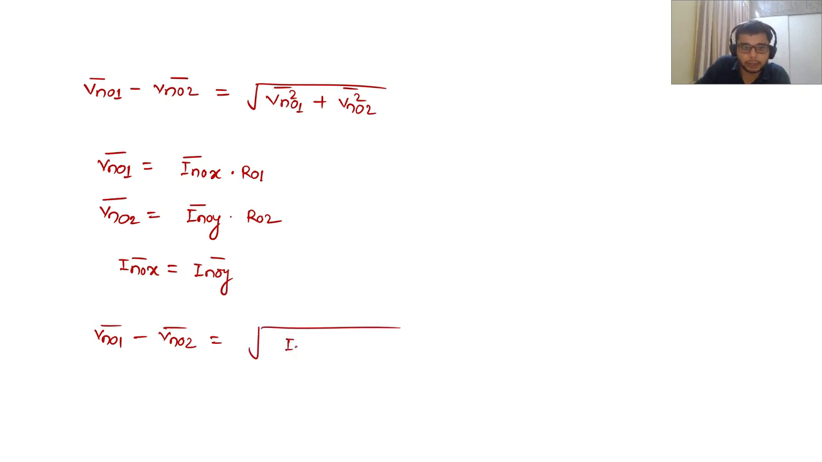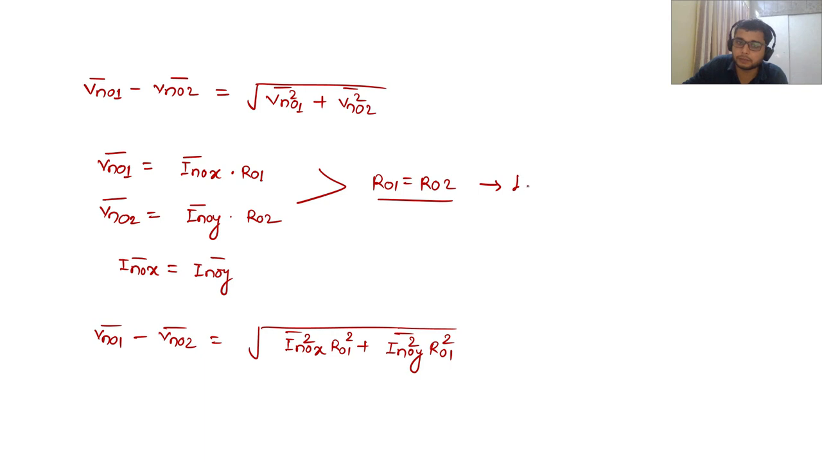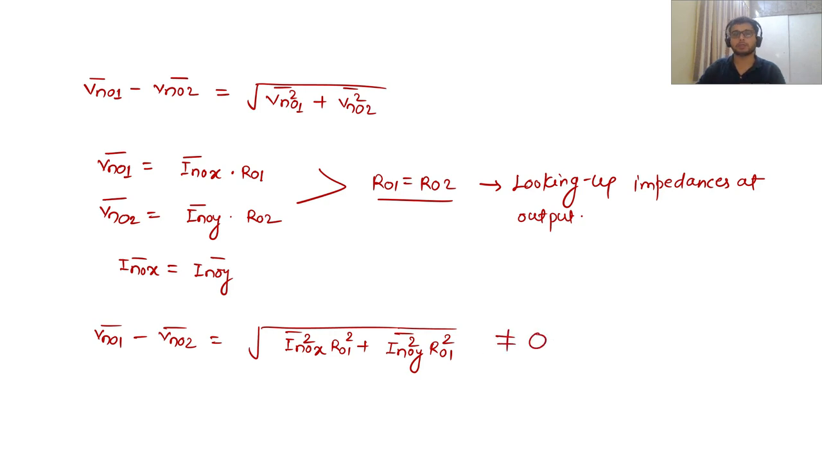So it is I not x square r naught 1 square plus I naught y square r naught 1 square. I will consider r naught 1 equal to r naught 2, the looking-up impedances at the output. Yeah, so what you can see is that this is a non-zero value, it is not equal to 0. So the conclusion of the discussion is that the previous circuit has zero effect of noise at the output, but in this circuit the effect is visible.